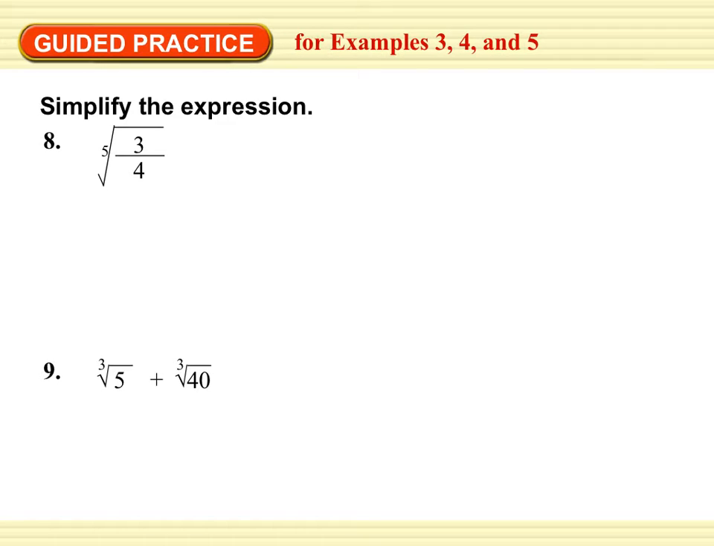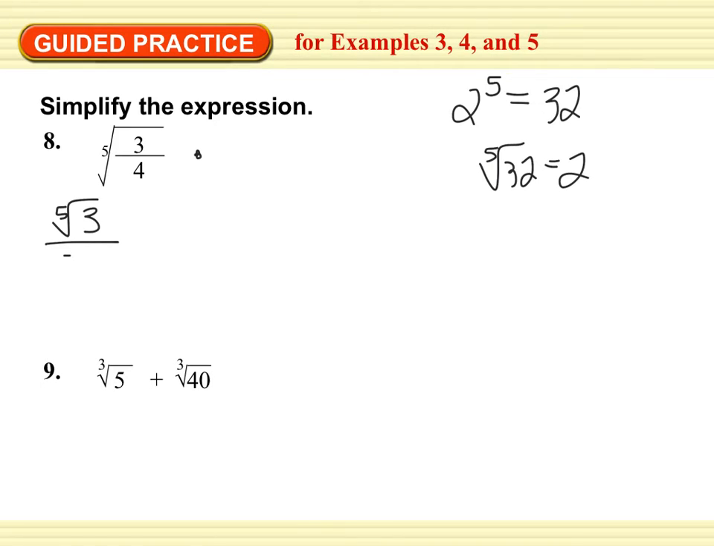Simplify the expression. Here I need something in my denominator that's a perfect fifth root, and we just learned that 2 to the 5th power is 32. So the fifth root of 32 is 2. So if I can multiply that fraction by something that will give me 32 in the denominator, life is grand. So I'm going to rewrite this. Fifth root of 3 over fifth root of 4 times the fifth root of 8 over the fifth root of 8.